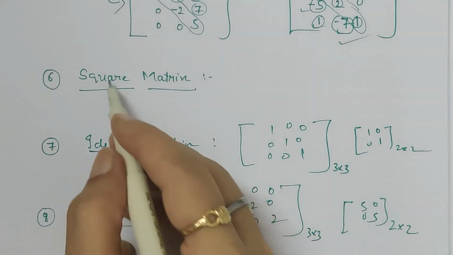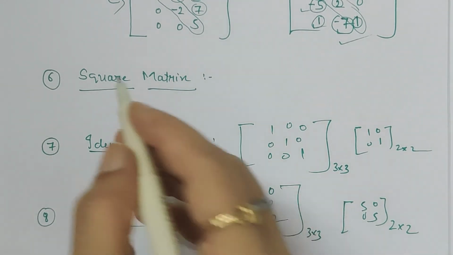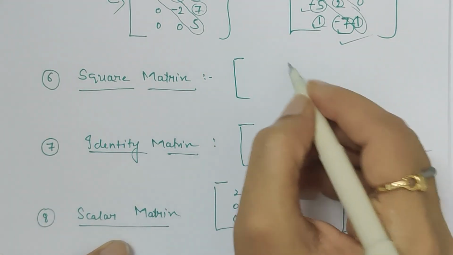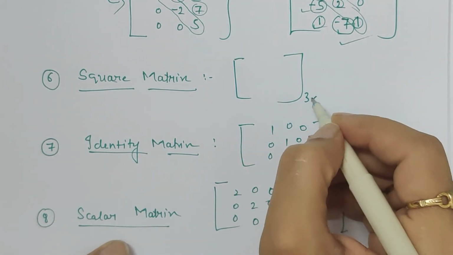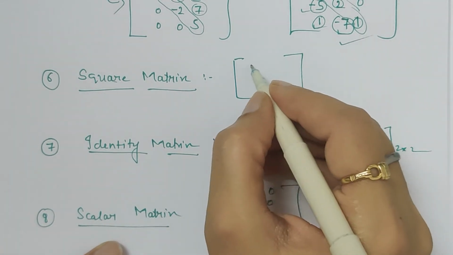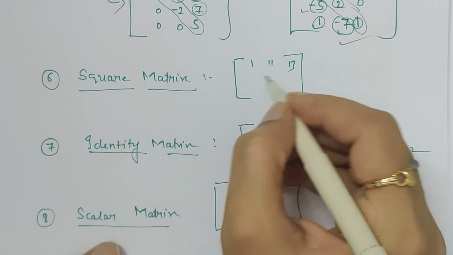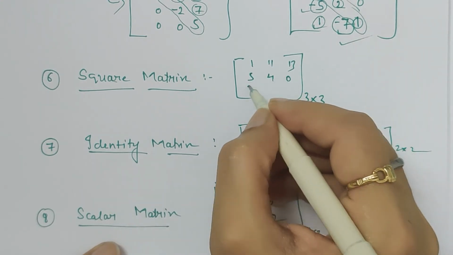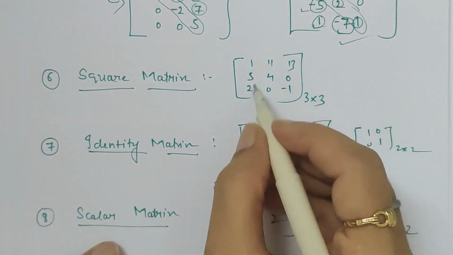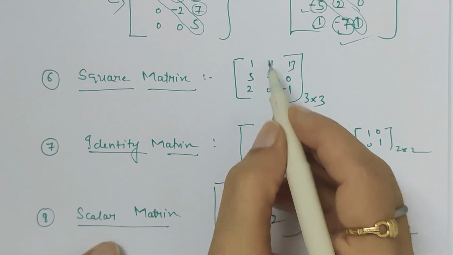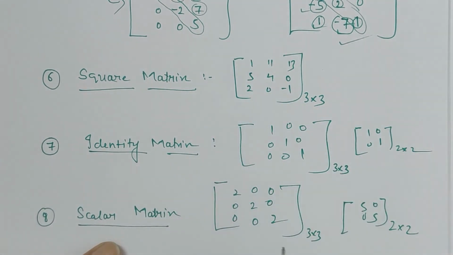Now what is square matrix? A matrix is said to be square matrix when the number of rows is equal to number of columns. Like if I have 1, 11, 13, 4, 5, 4, 0, 2, 0, minus 1. So since it has 3 rows, it has 3 columns, it is called a square matrix.